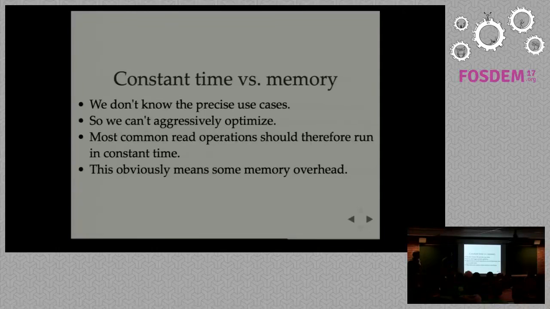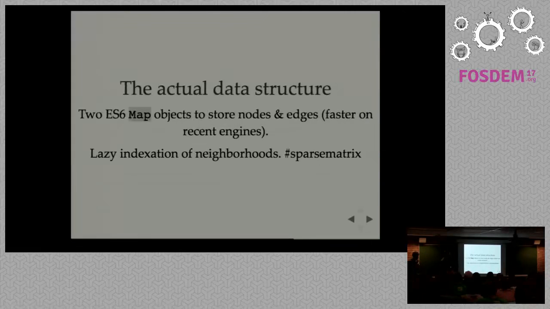This means if you add a node, constant time. Delete a node, constant time. You want to find if an edge exists, constant time. So this means we have some memory overhead to be able to provide this kind of fast operation. And so the actual data structure is as follows. We have two maps, which were introduced in ES6, which are going to store a node index key-value and an edge key-value index. And we have a lazy indexation of neighbors, which means that we won't build the information of the neighbors if we don't need it.